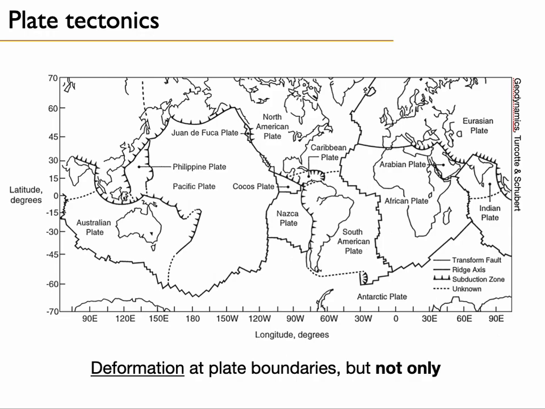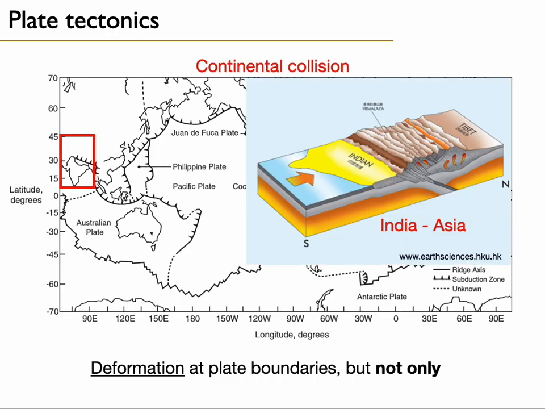Plates do not only deform at their boundaries. For example, in this region here, you see India, and India is indenting Asia, which causes the formation of the currently largest orogen on Earth. So the deformation is not only located at the plate boundary, but the entire Eurasian continent deforms in response to the indentation of the Indian plate. So deformation is migrating inside the plate.